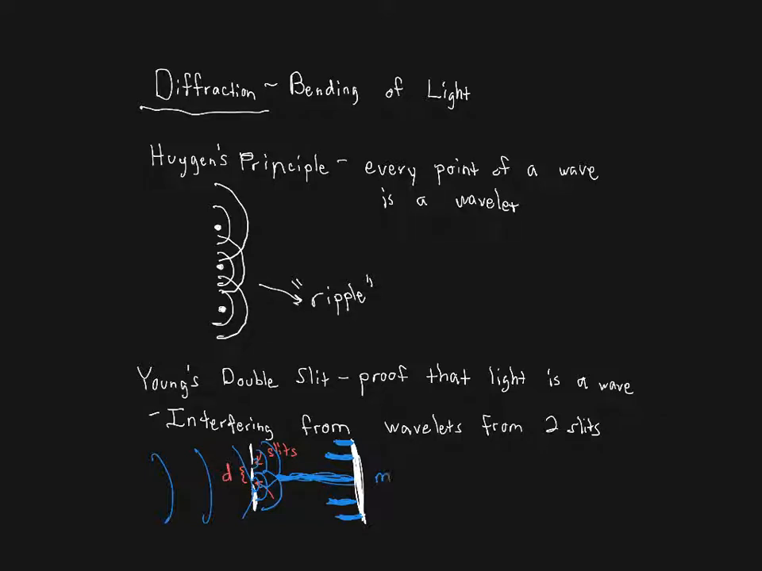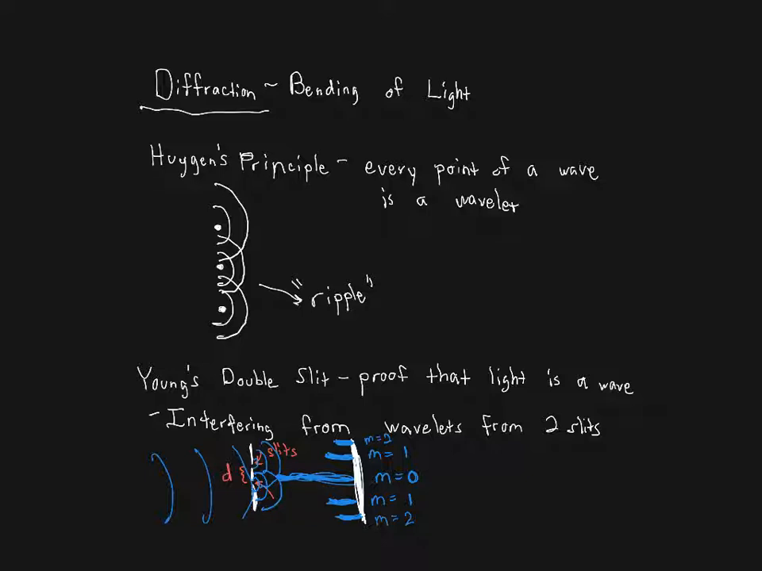This very middle bright band, I call m equals 0. That's the brightest band of all. The second bright band, I call m equals 1. And the same thing underneath. So I have two m equals 1 bright bands. Then I also have another bright band, m equals 2. And I have two of those, and m equals 3, and so on and so forth. Those are all the bright bands that I get.